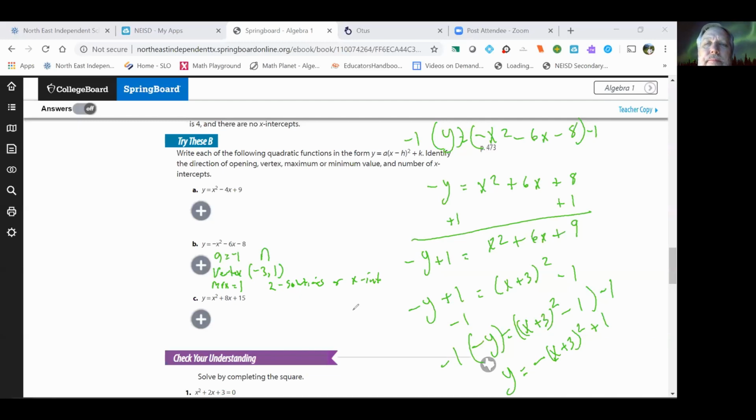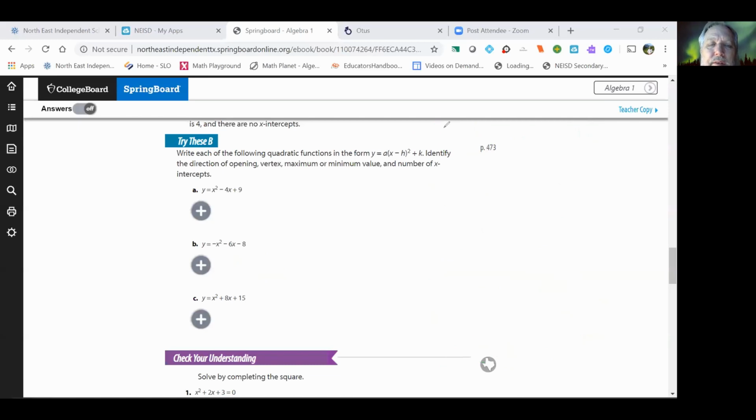Okay, C. C is y is equal to x squared plus 8x plus 15. And so I want to convert this to a perfect square trinomial. I want the x value here, let's see, 8 divided by 2 is 4, 4 squared is 16, so I want this to be 16. So 15 plus 1 is equal to 16. I'm going to add 1. So it's going to be y plus 1 is equal to x squared plus 8x plus 16.